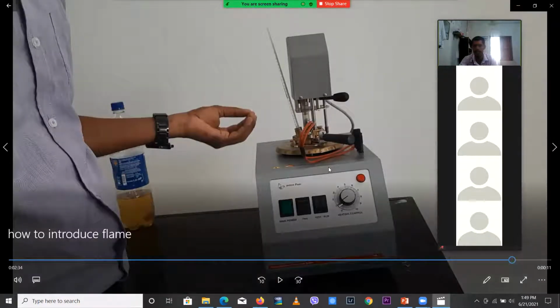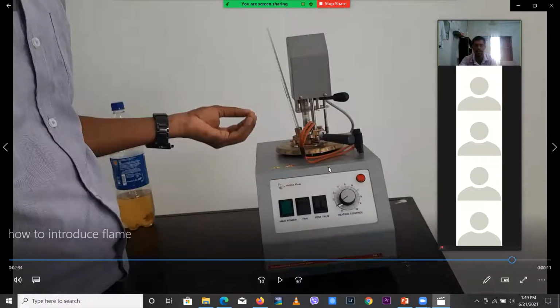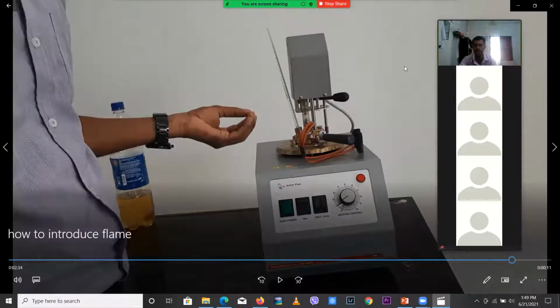So this is how we operate these apparatus, right?